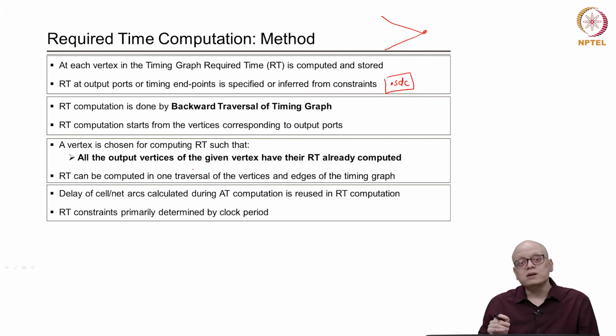The required time constraint is primarily determined by the clock period, meaning that if the clock frequency is very high, then the required time may be much smaller, so it becomes stricter in that sense. Therefore, the required time that will be valid for the output ports or the timing endpoints will be derived using the clock constraints that we specify in the SDC file, right.